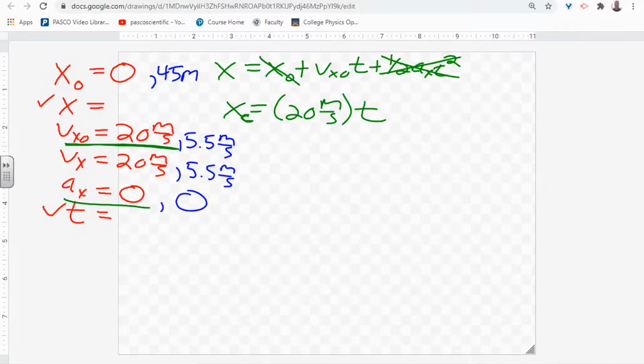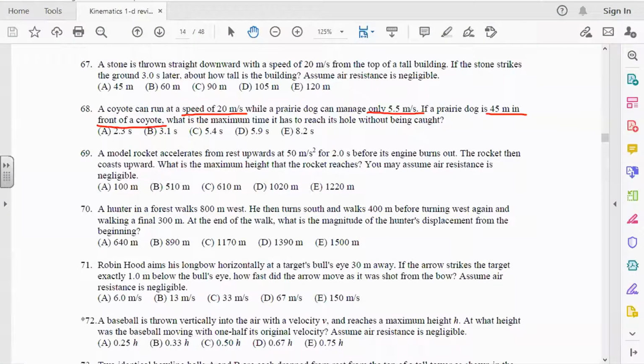This time, the x naught is not 0 because we've got a position of 45. So the final position of the prairie dog is going to equal 45 meters plus the 5.5 meters per second times t. All right, and to refresh our memories, it asks what is the maximum time. So what is the maximum time it has to reach the hole without being caught?